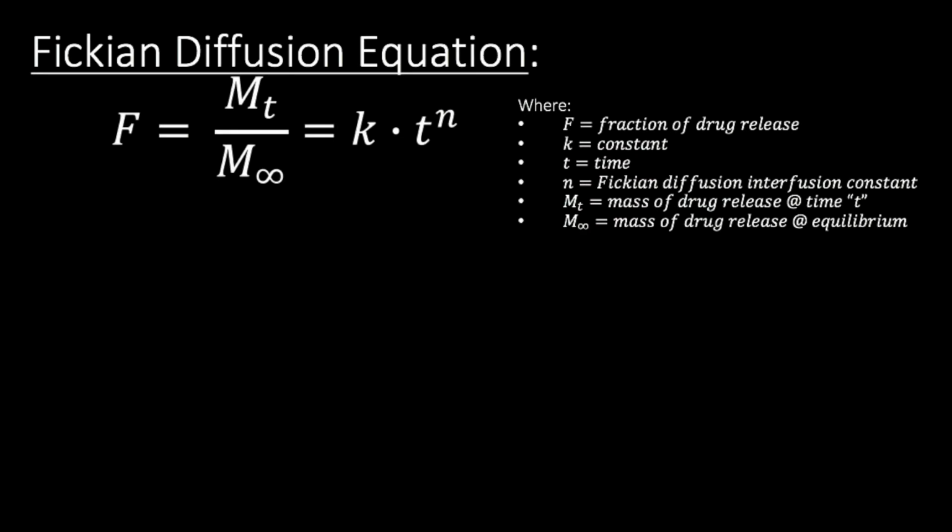The governing equation for our experiment is that of the fraction of dye being released, where F is the fraction of dye being released, k is a constant that incorporates characteristics of the macromolecular network and the drug, and n is the diffusional exponent. F can be calculated by dividing Mt over M infinity, where Mt is the mass of dye released at time t, and M infinity is the mass of dye released at equilibrium, or our final data point. For pure Fickian diffusion of a sphere, n should be equal to 0.43.